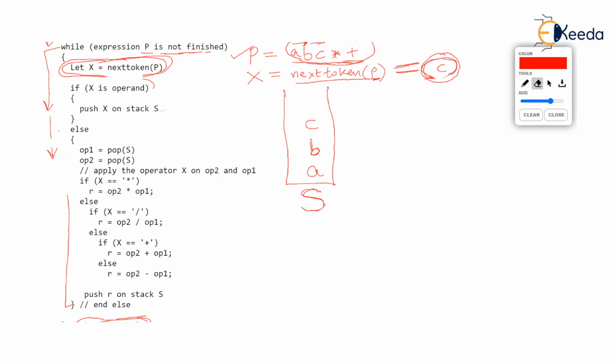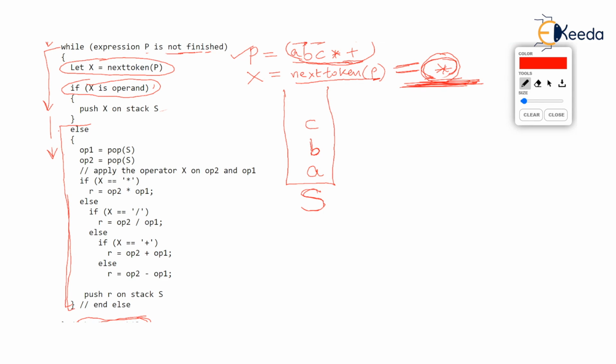Now starts the fun part, the interesting part. Just keep an eye here. After C, the next token, that is X, that we are going to get is the asterisk symbol, isn't it? That is an operator we are going to get. Next token is asterisk. So X is asterisk. Then we ask, is X an operand? No way. X is an operator. So we will land in else. Now this else will run. Whenever we get an operator, we do exactly the opposite.